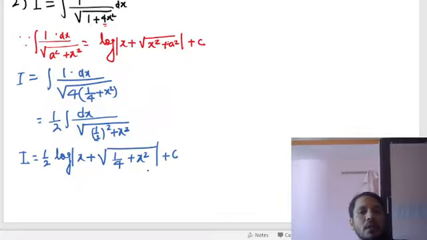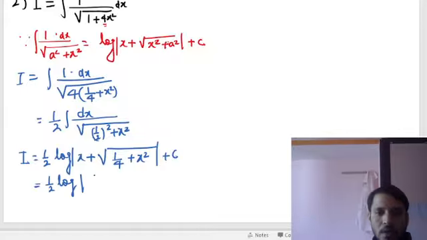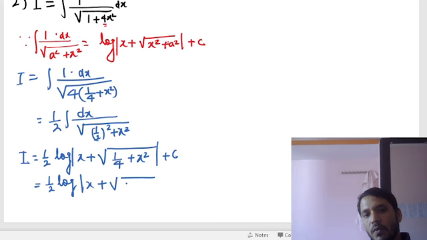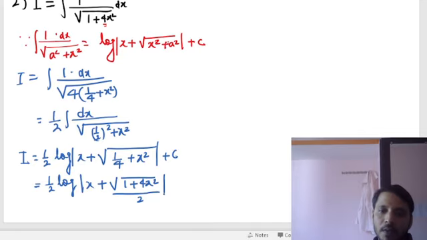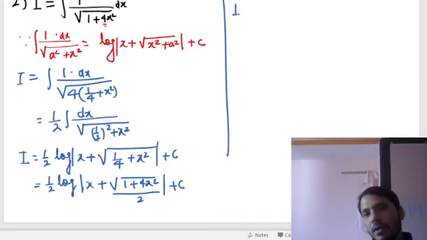Now next, it is just a simplification, so here what we can do? 1 by 2 will be as it is, log mod of, here this 4, first we will take the LCM of this 4 inside that, means it will become 1 plus 4x square, and the root of the 4 will come out as a 2, plus c. Next what we can do here? I am writing this side.